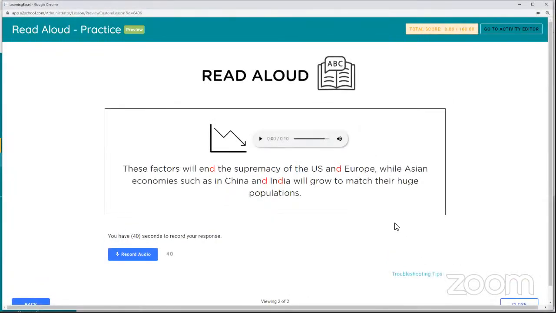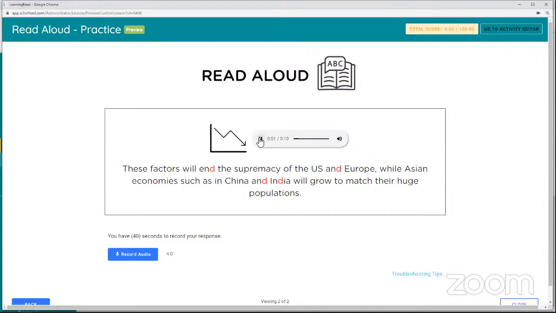Okay, I'll keep an eye on it. So write the number 5 on YouTube if it's working for you and your pronunciation is getting better. Here we go. The rest of us, all of us, listen and read along first and then read along second and third time out loud. These factors will end the supremacy of the US and Europe, while Asian economies, such as in China and India, will grow to match their huge populations. And again.